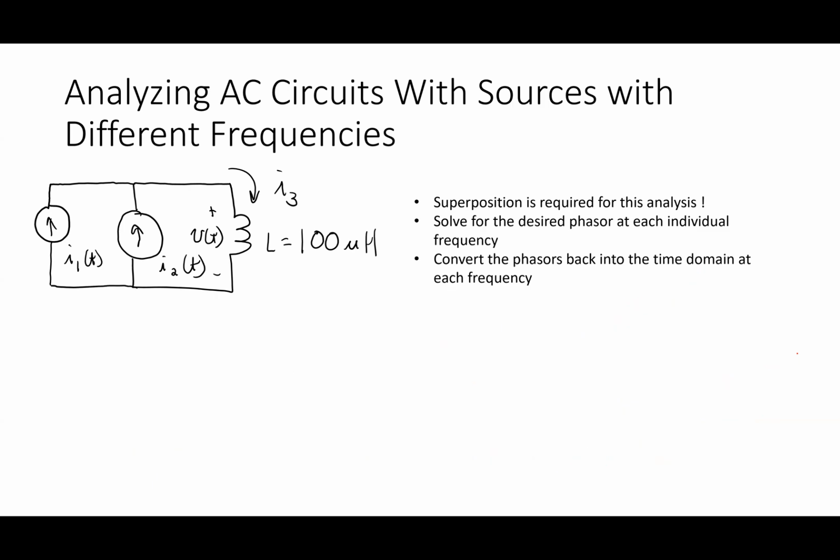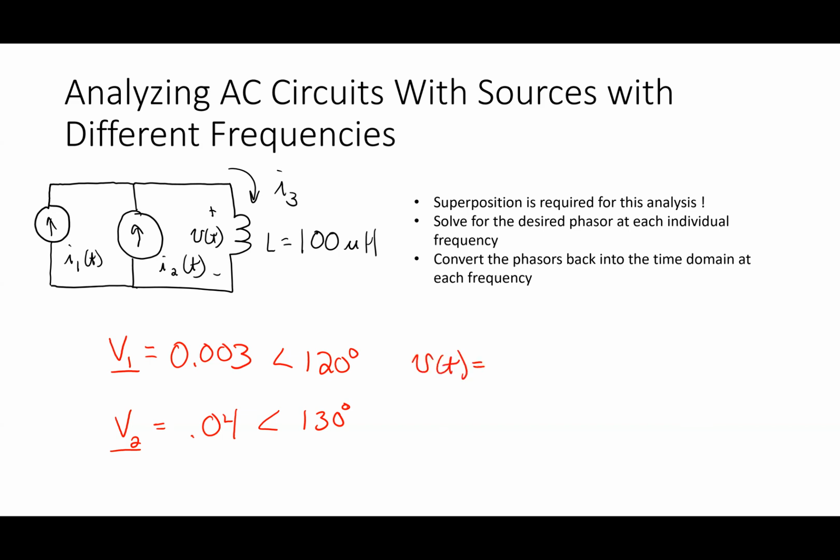Okay. So in this case, if I do that math, V1 and V2, from the previous slide, I end up with 0.003 angle 120. And this one is 0.04 angle 130. Like that, if I did that analysis. So the question then would be, what would be v of t? What would be the voltage there?